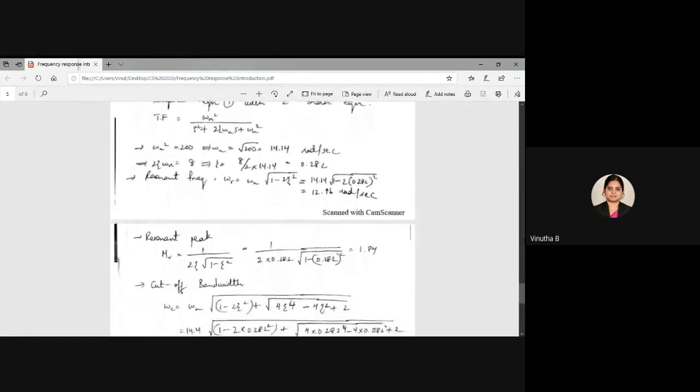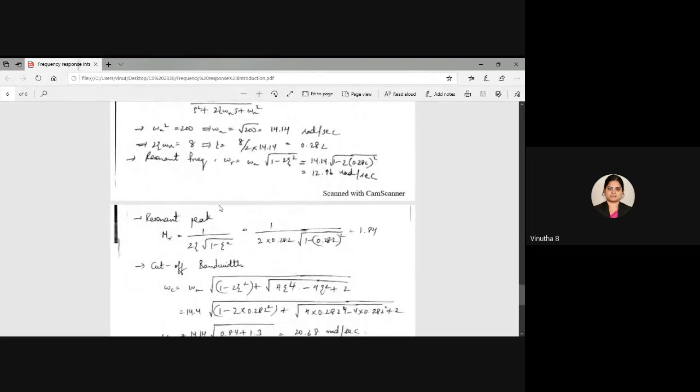Then what is the resonant peak? The resonant peak formula is M suffix r is equal to 1 by 2 zeta square root of 1 minus zeta square, which is equal to 1 by 2 into 0.282 into square root of 1 minus 0.282 the whole square, that is equal to 1.84. So all these values you should be careful when you are computing them. Do it properly in your calculators.